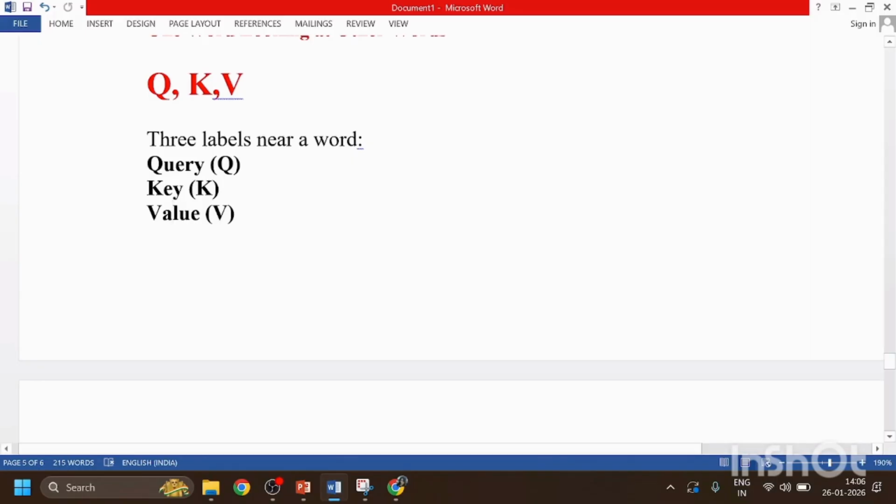A word compares its query with the key of other words and decides who deserves more attention. I'm going to repeat again: a word compares its query with the key of other words and decides who deserves more attention.